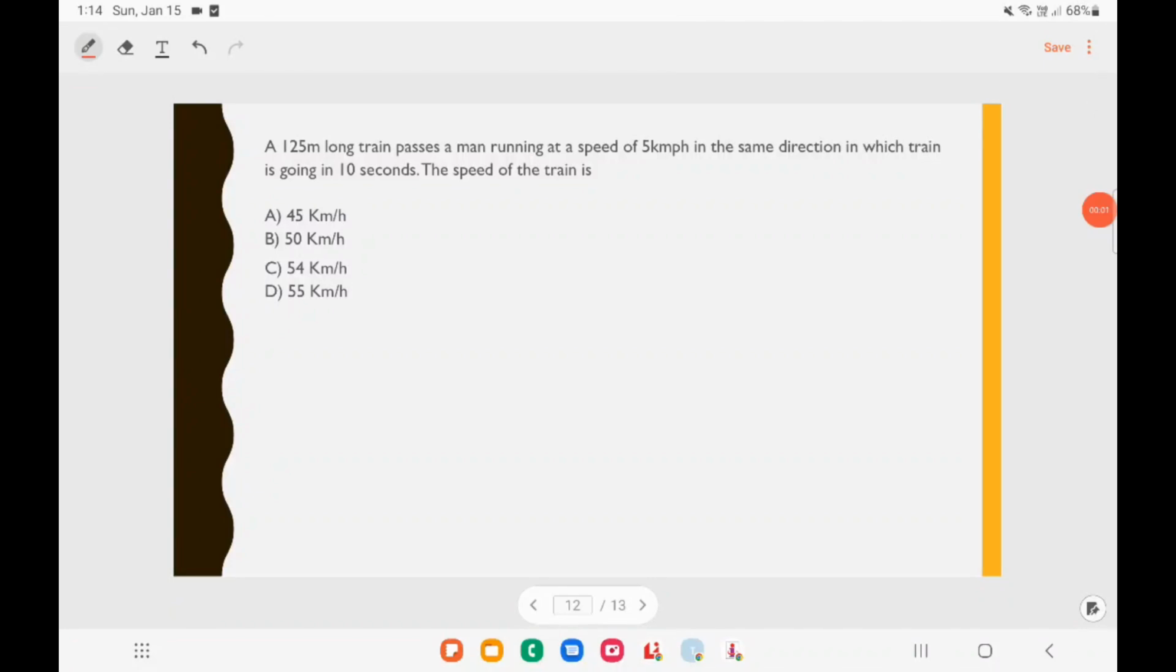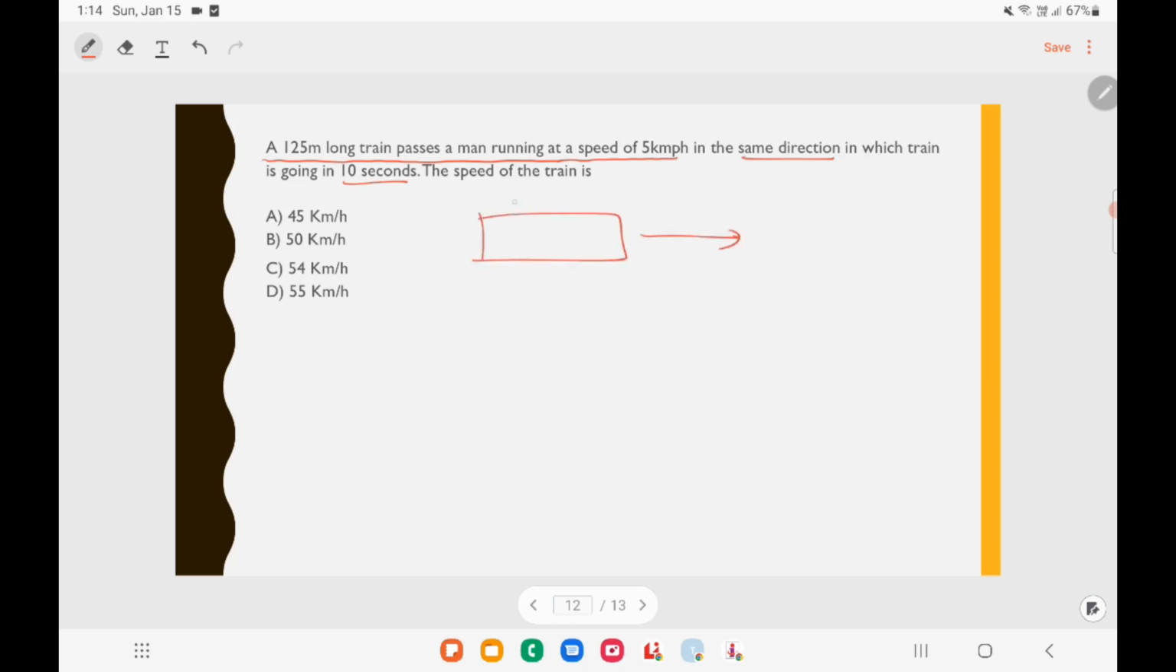So let's solve one more question. A 125 meter long train passes a man running at a speed of 5 km per hour in the same direction in which the train is going, in 10 seconds. So the train is going like this with length equal to 125 meter, and the man is running in the same direction with speed 5 km per hour. Then the train crosses this man in 10 seconds.